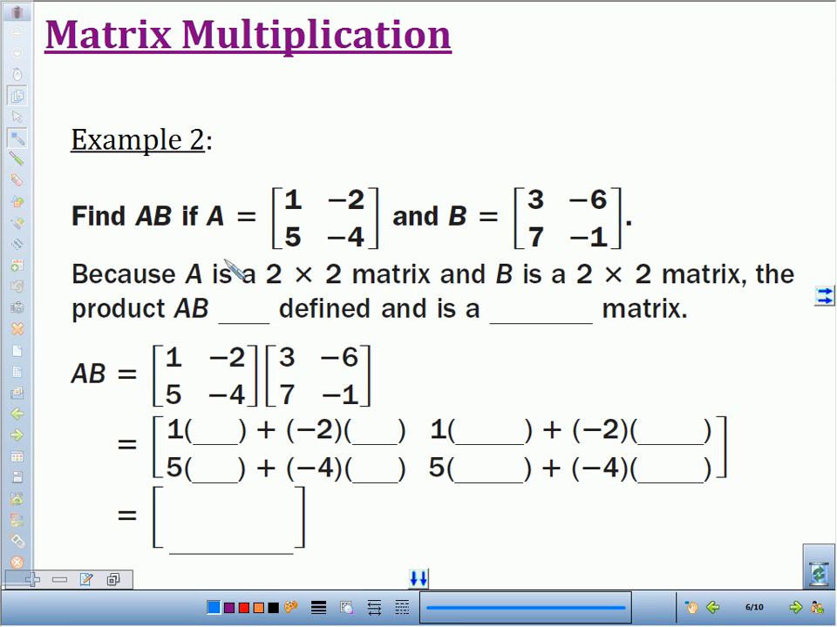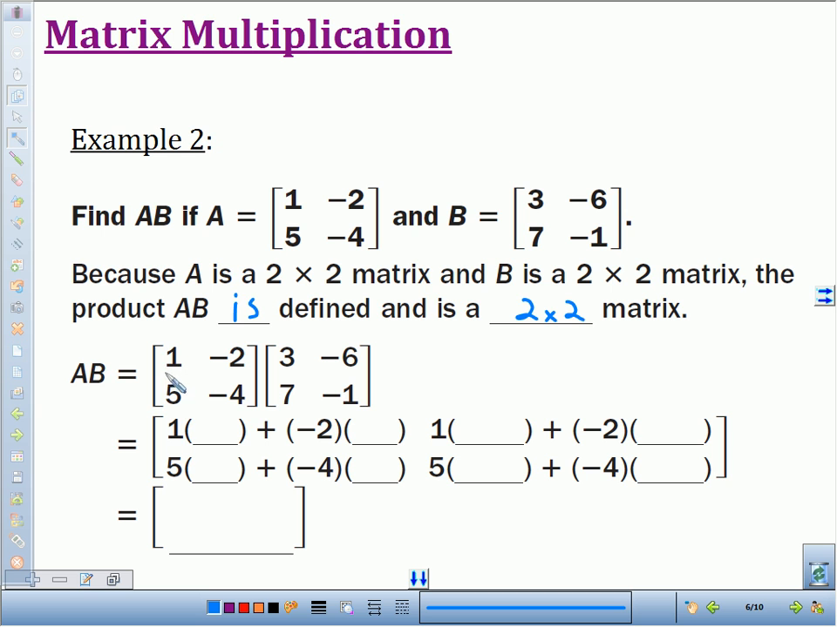Now, let's look at example 2, and we want to find AB if A is the matrix 1, negative 2, 5, negative 4, and B is the matrix 3, negative 6, 7, negative 1. Now, because A is 2 by 2 and B is 2 by 2, the product is defined, and it will be a 2 by 2 matrix because the rows of the first matrix and the columns of the second matrix make up the dimensions of the product.